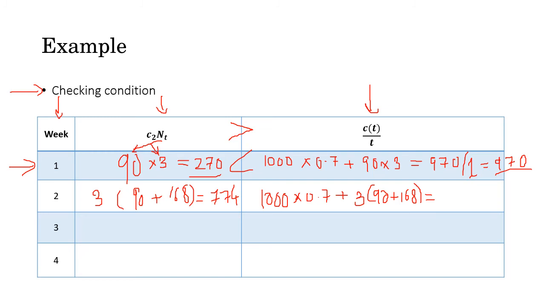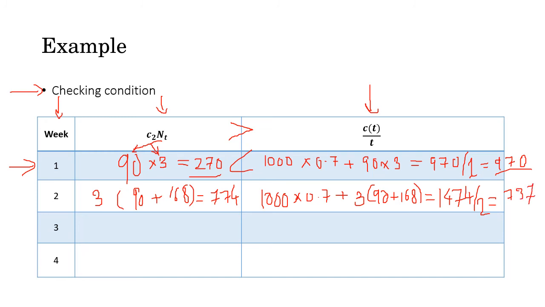So this actually 1474, and CT by T, so average, as 2 weeks are completed, we need to divide this by 2, which comes out to be 737.